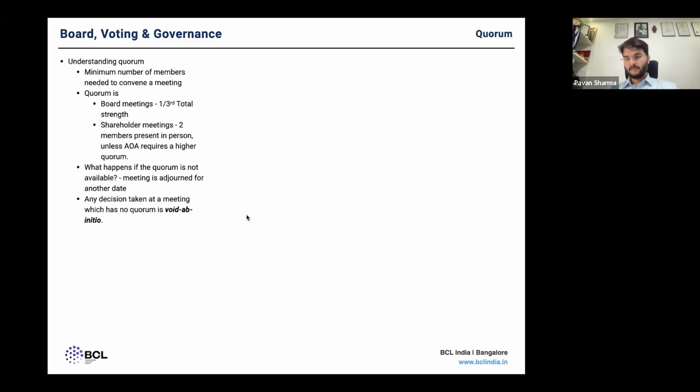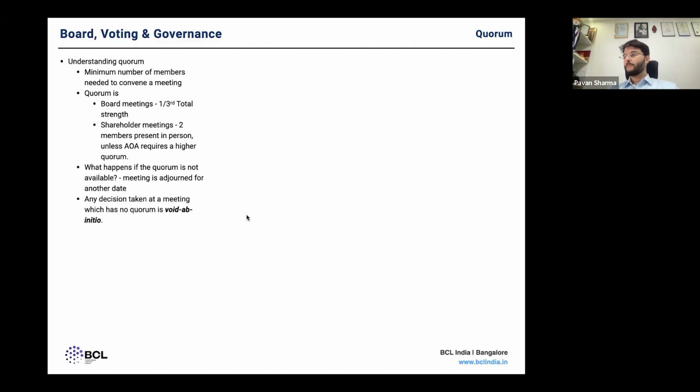One more slide before we pause for questions. As far as quorum is concerned, quorum means the minimum number of people who have to be present for a valid meeting. Now you have a quorum for a board meeting, and you have a quorum for a shareholders meeting. For a board meeting, the quorum is 1/3 of the total strength, which means if you have, say, 6 directors, at least 2 of them should be present. For shareholders meetings, at least 2 members have to be present unless your articles prescribe a higher limit.